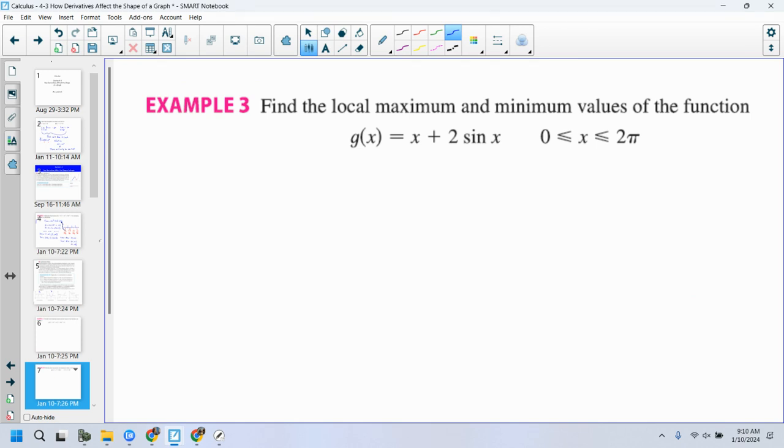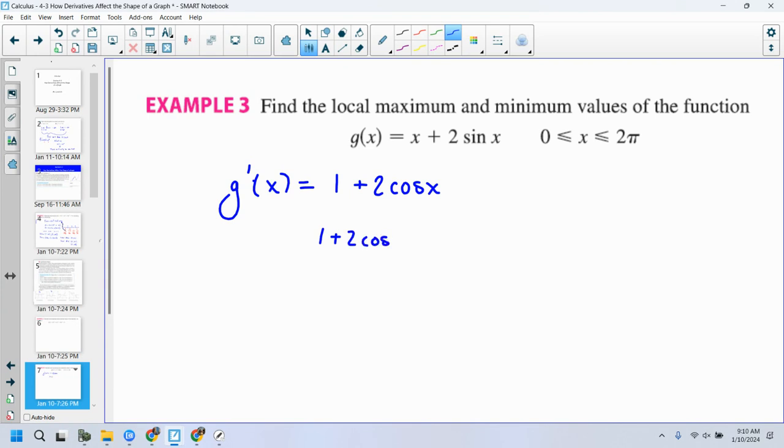I feel like we did this. x plus 2 sine x. I feel like that was in section 4.1 or something like that, but it's not too bad to do. Let's first off start by finding g prime. G prime, well, that is 1 plus, what's the derivative of sine? Cosine? 1 plus 2 cosine x. And we find the critical points by setting that equal to 0.